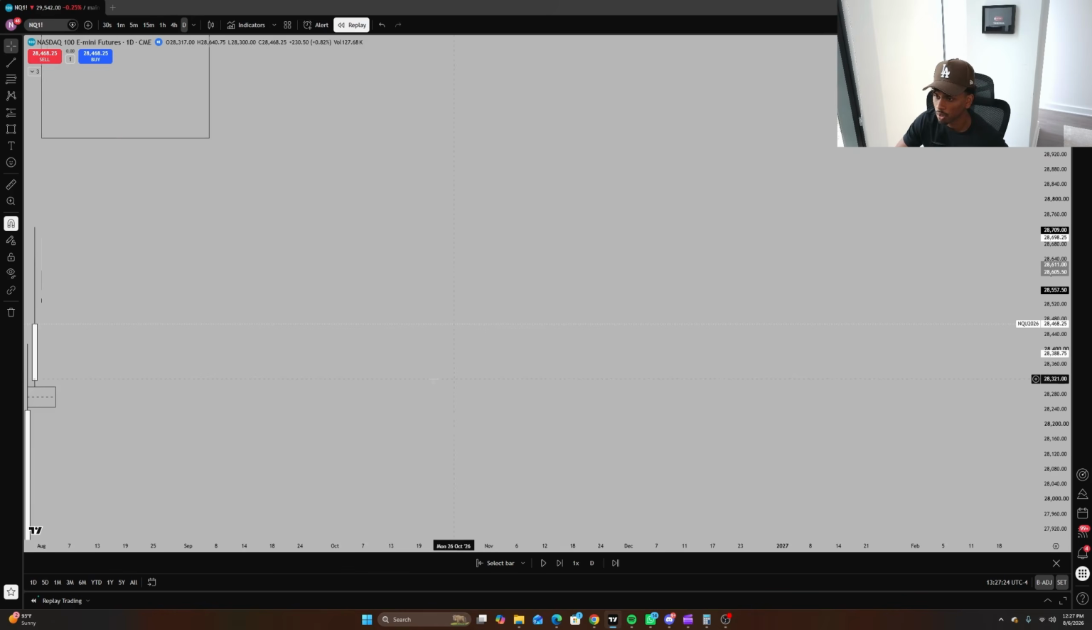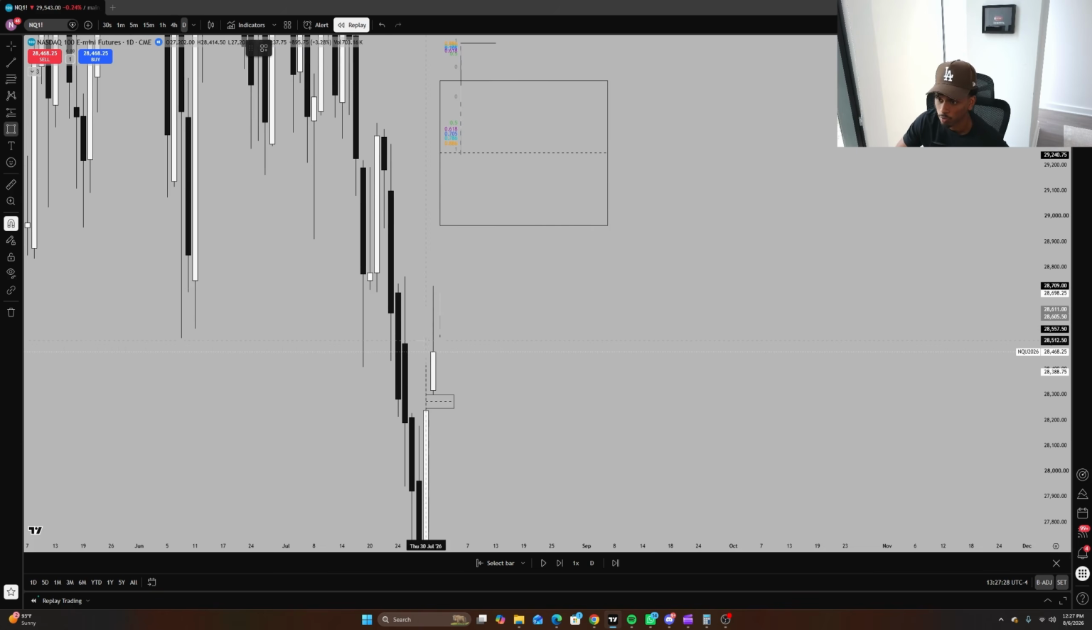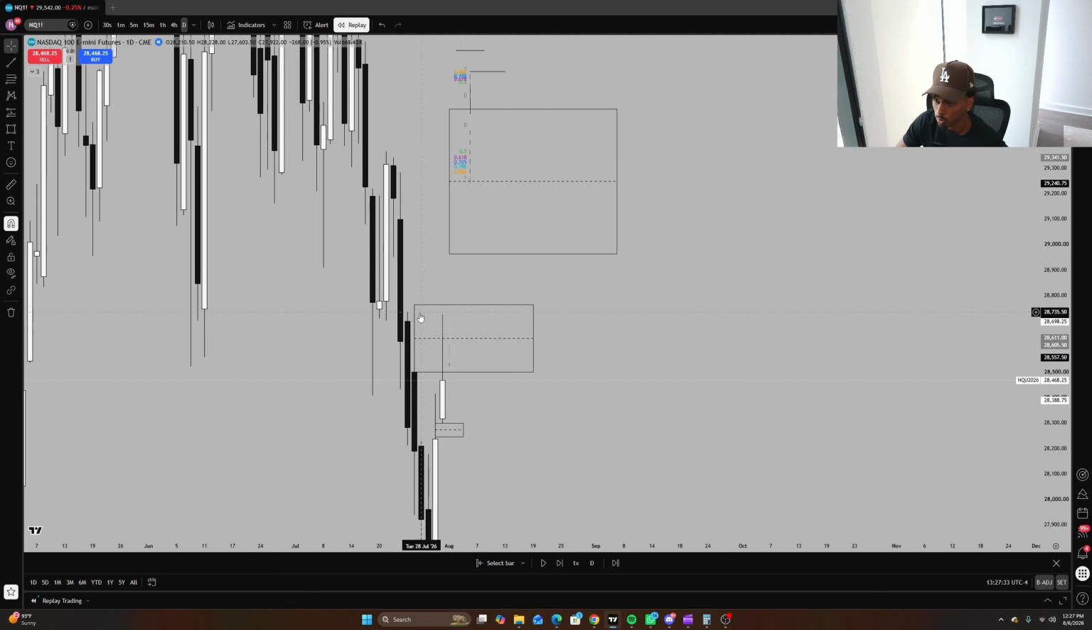There is nothing on the daily. But what I can tell you is we have this daily rejection wick over here. So that is what we ended up manipulating into, right? We failed to sweep out this high that tapped into the daily gap over here. So that was the key level that we tapped into, this rejection wick over here, higher time frame rejection wick.